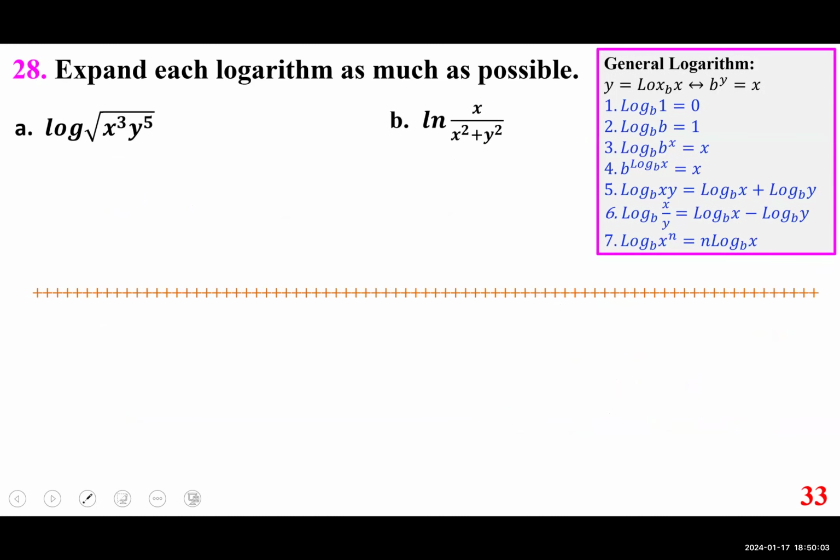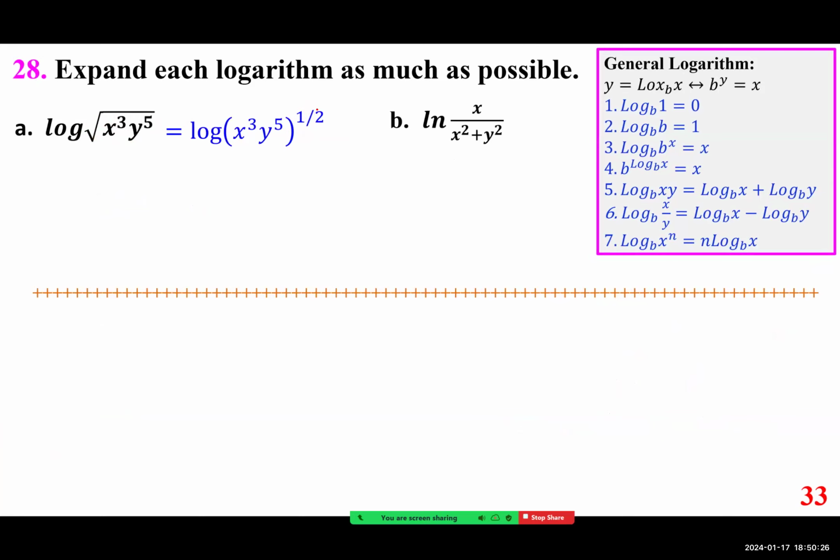We're going to continue with the rules. Well, we are going to write this to the power of 1/2 because it's a square root. If it's a cube root, 1/3. If it's the fourth root, 1/4. And then we're going to put the 1/2 in front.